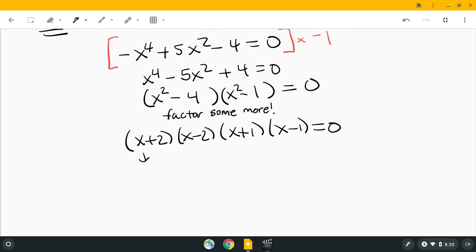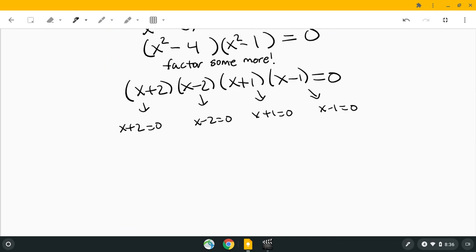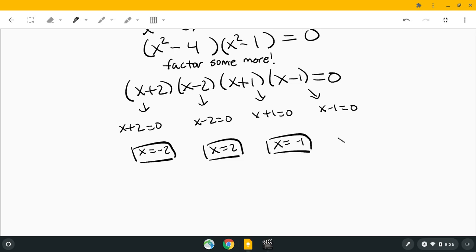So this one, x plus 2 equals 0. This one, x minus 2 equals 0. This one, x plus 1 equals 0. And this one, x minus 1 equals 0. So we have to solve all 4 of them. These are all easy, though. Subtract 2. Add 2. Subtract 1. Add 1. All I did was subtract 2 on both sides, but I do this in my head. These ones are easy.